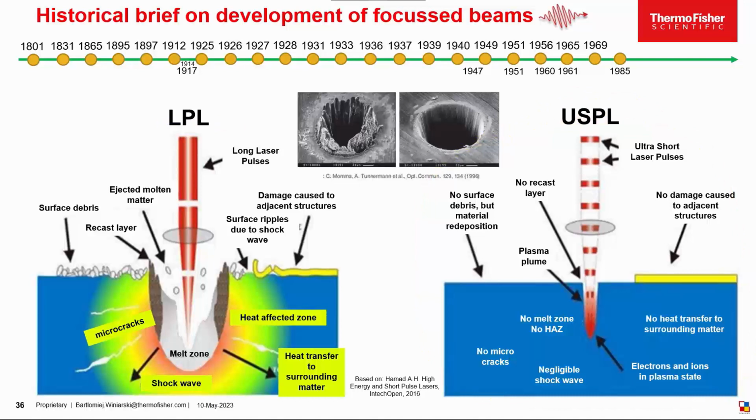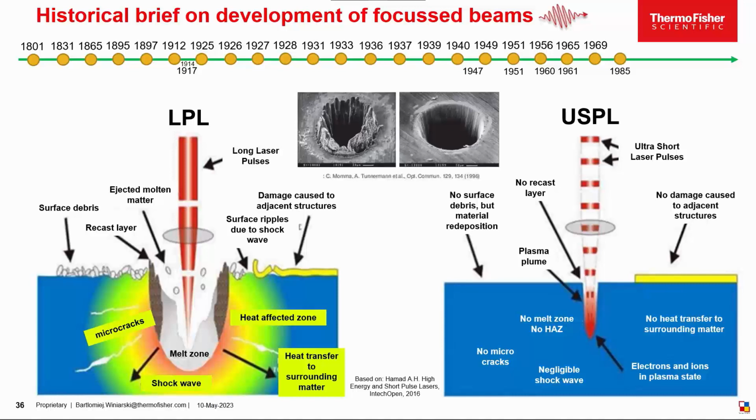The pulse duration of LPL is long enough, thus a lot of thermal energy is transferred to the surroundings of the laser-ablated material. This causes a large melt zone and heat affected zone, also recrystallization and material recasting. Large thermal gradients cause formation and propagation of microcracks, often accelerated by laser shock waves.